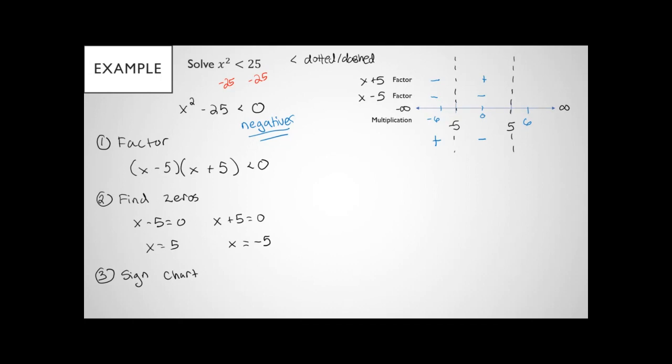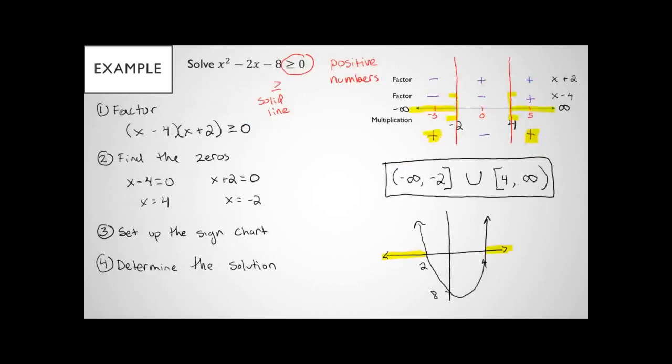Now I'm going to plug in 6. 6 plus 5 is 11, so that's positive. 6 minus 5 is 1, so that's positive. A positive times a positive is a positive. So you can see we have the same pattern that we did on the last chart.